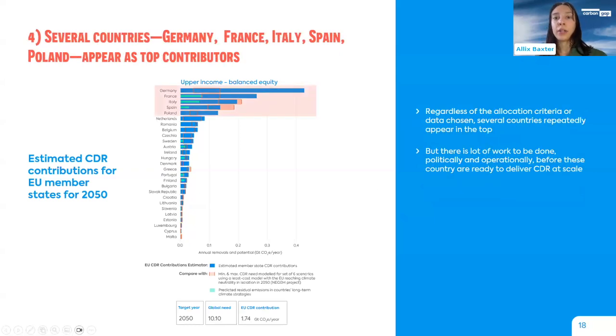And we found, as the final point, that a handful of these countries, Germany, France, Italy, Spain, and Poland, for example, consistently appear as needing to contribute the most to these efforts, regardless of the scenario or the configuration of the tool. But we can see that there's still a lot to be done politically and operationally before these countries are really able to deliver at scale.